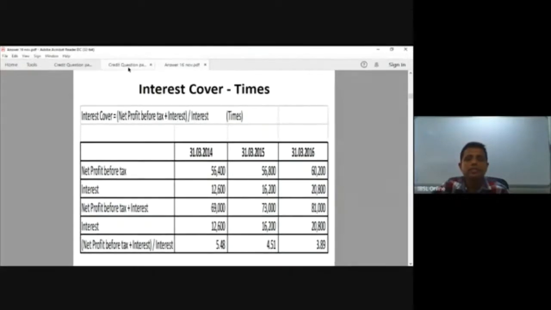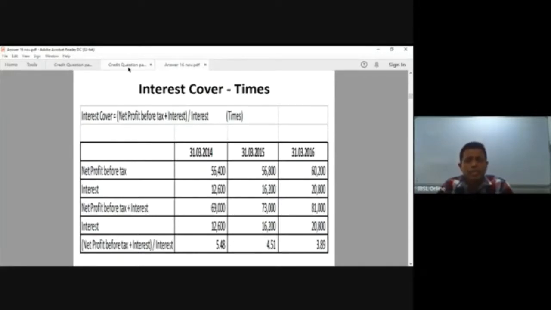That is 56,400, 56,800, 60,200. Here, there is no need to take any average balances since both figures are from the income statement. Net profit before tax and the interest are all from the income statement. Therefore, just take the figures and calculate. No need to take the averages. Net profit before tax is 56,400, 56,800, 60,200 respectively for three years.